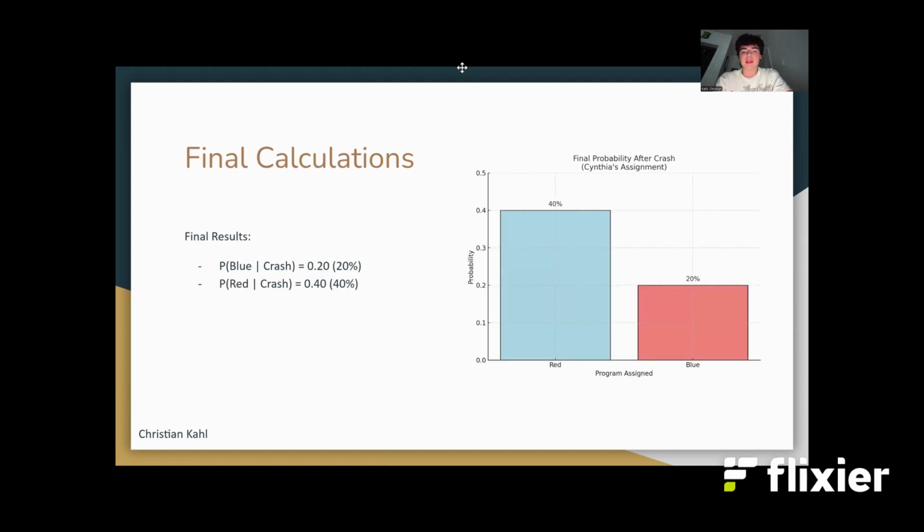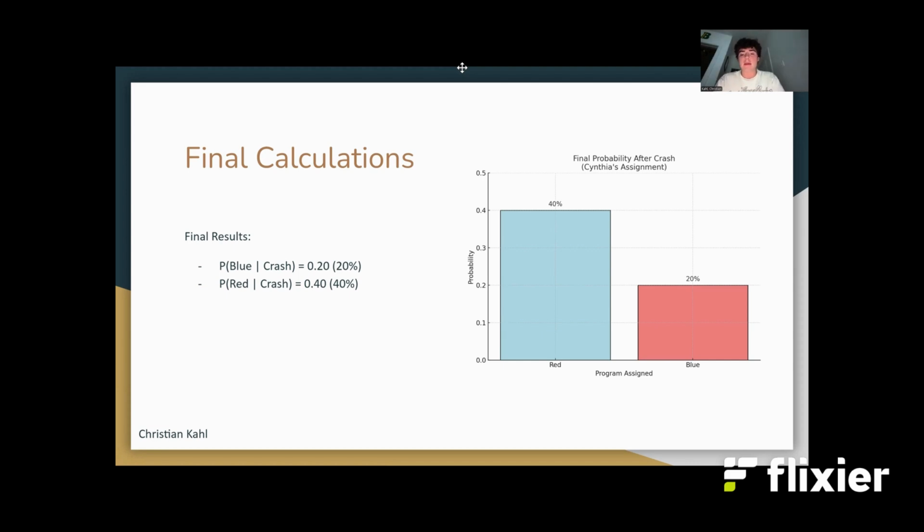Now that we've used Bayes' rule to set everything up, here are our final results for Cynthia's crash. First, the probability that Cynthia was assigned blue, given that her program crashed, is 20%. Second, the probability that she was assigned red is 40%. This might seem surprising at first because blue actually has the highest individual crash rate at 30%, compared to red's 10%. But Bayes' rule shows us that we can't just look at how often something crashes, we also have to look at how common each program was to begin with.